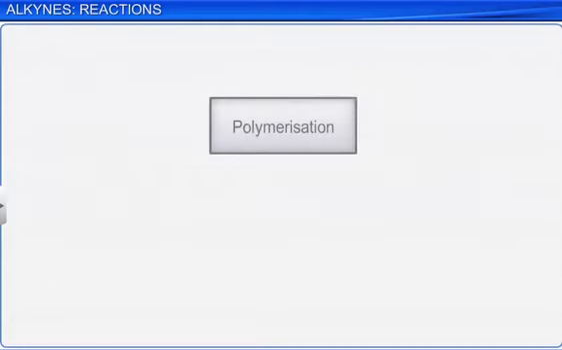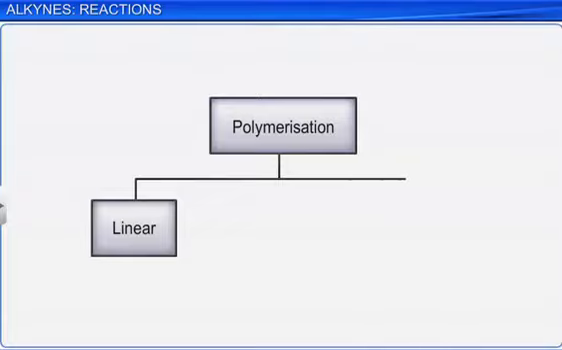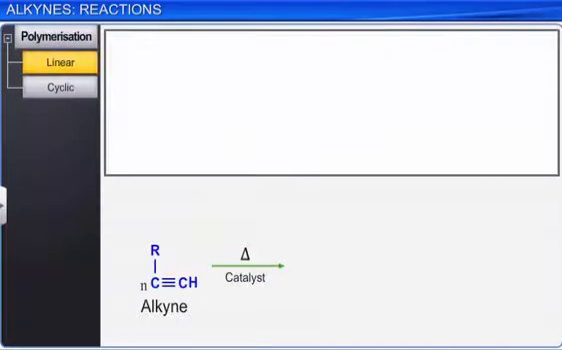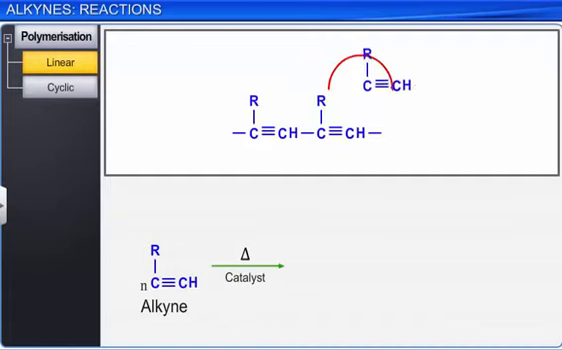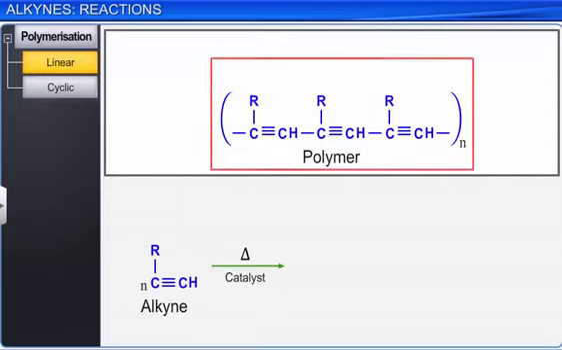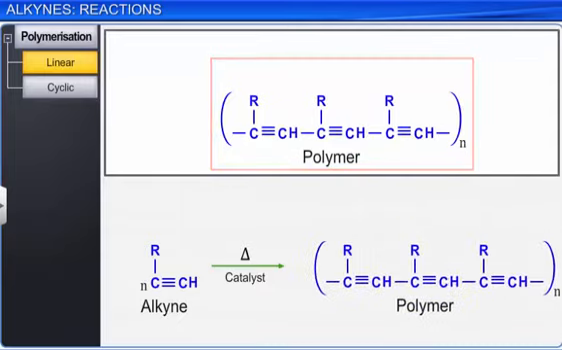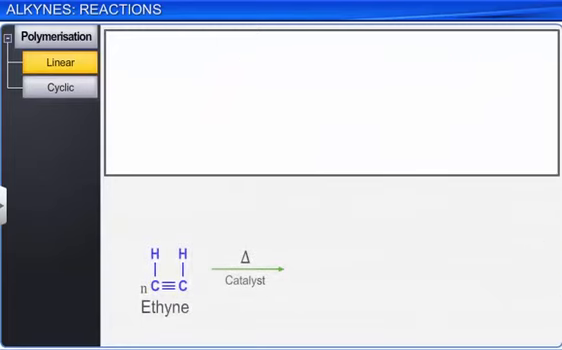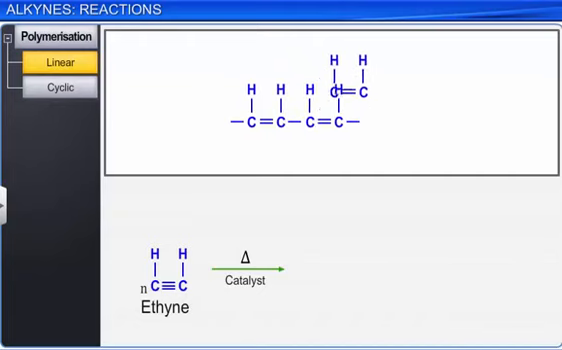Polymerization is of two types: linear polymerization and cyclic polymerization. When heated in the presence of a catalyst, alkynes undergo polymerization. In linear polymerization, the alkyne molecules form a long-chain polymer. For example, linear polymerization of ethyne produces polyacetylene or polyethine.